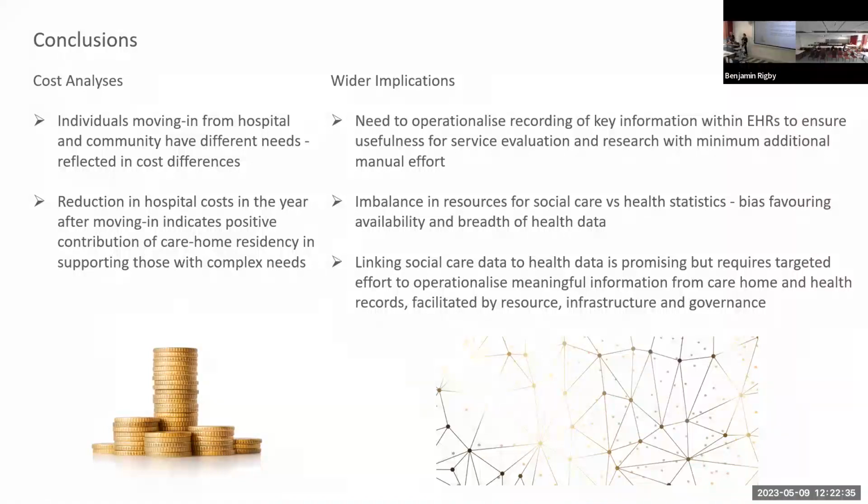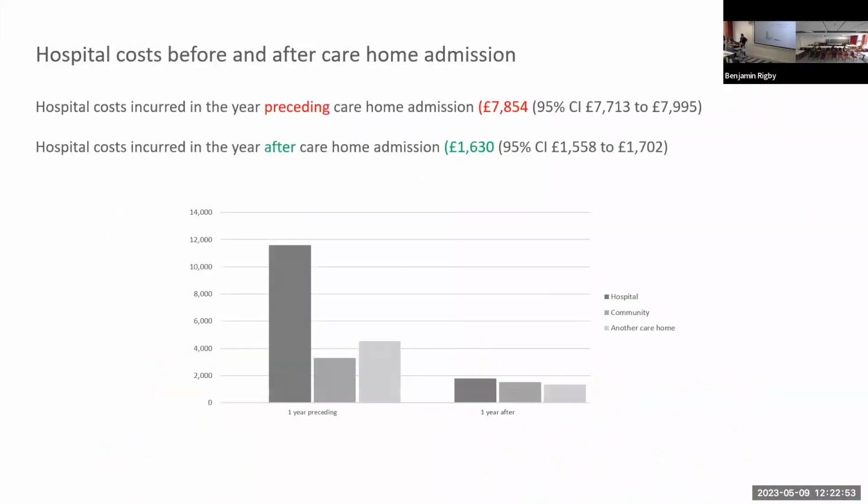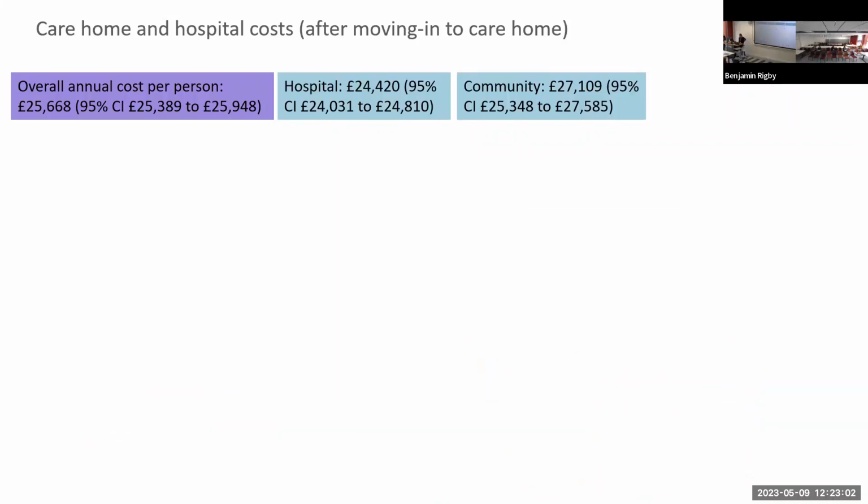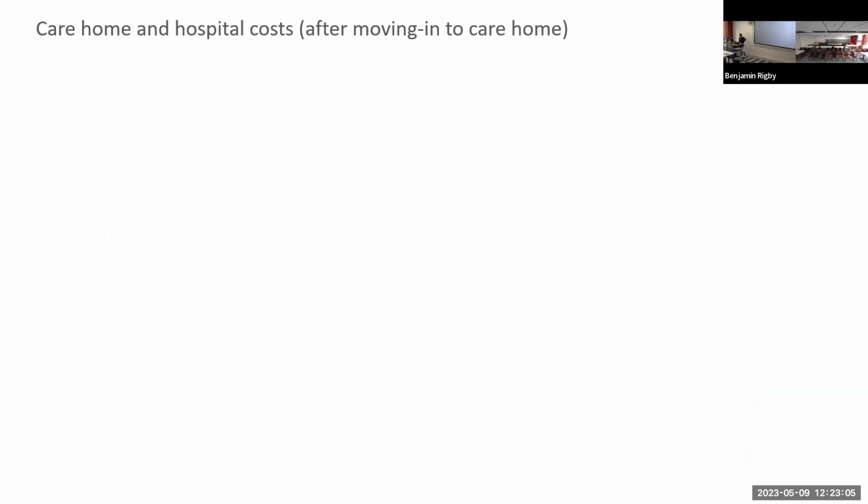The people coming from the hospital have higher frailty, but they seem to have lower costs when they get to the care home. That seems counter to what we would expect. Yeah, that slide, the bottom right.